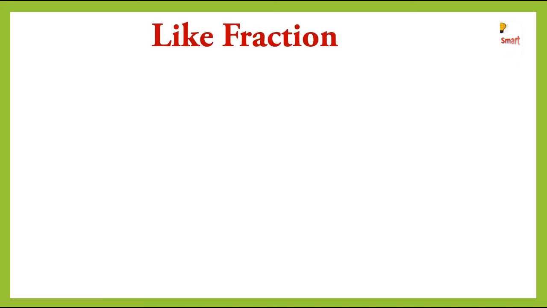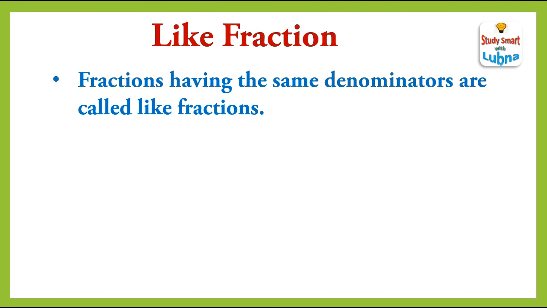Like fraction. Fractions having the same denominators are called like fractions. Means the values of the denominators are the same in like fractions. For example, 8 upon 7, 9 upon 7, 5 upon 7. Here you can see that the denominators of all these three fractions are the same. So this type of fraction is called a like fraction.